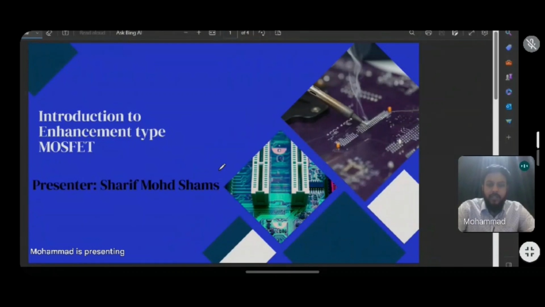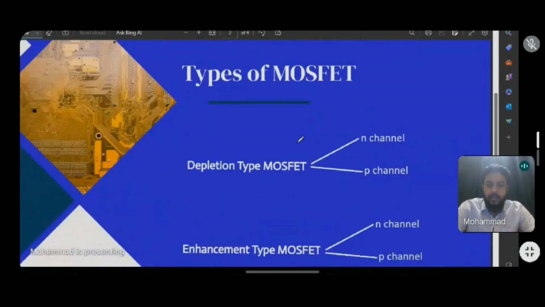Today in my demo presentation, I would like to discuss the topic of introducing the enhancement type MOSFET to you all. So basically, MOSFETs are categorized into two parts generally. One is the depletion type MOSFET, another is the enhancement type MOSFET. In this presentation, we will focus on the enhancement type MOSFETs, which are further classified into N-channel enhancement type MOSFETs and P-channel enhancement type MOSFETs.